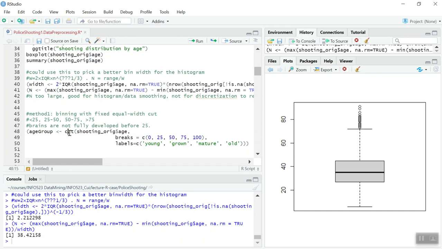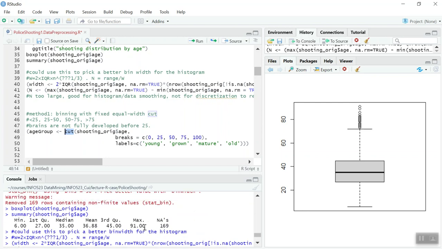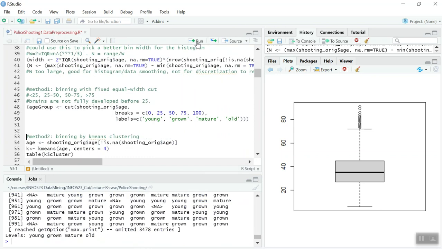So cut, it's in your R exercise. It can help us to create equal width cut. I tell it how I want to break the data: every 25 years is a break. And I know the range, the range is 91, so 100 would cover that. So I tell the system how to label my new grouped age data. So I run this. You can see the data age group now has the labels young, adult, grown and mature, right? So that's one thing we can keep.